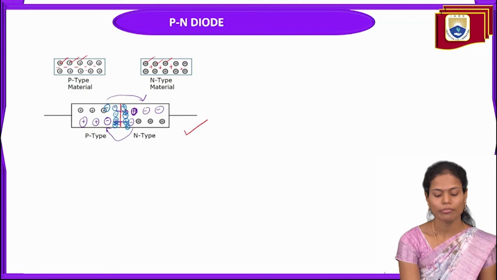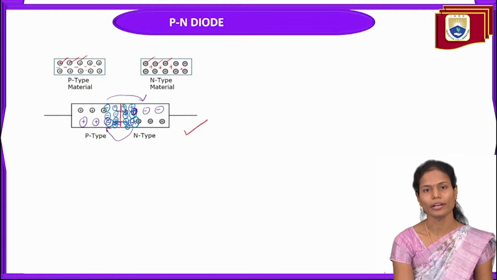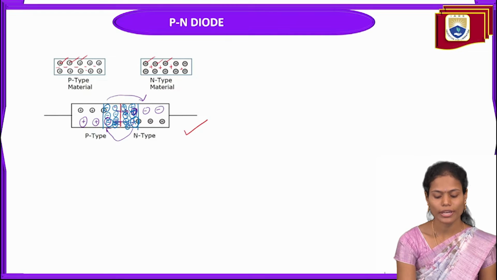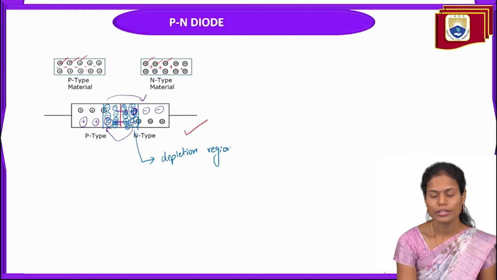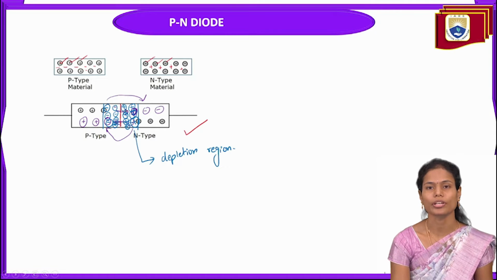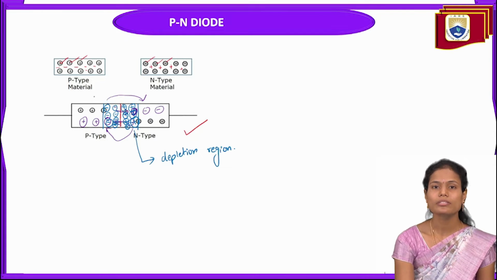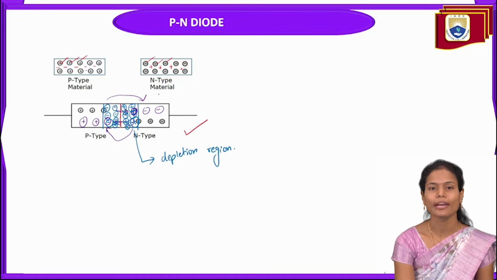Across the P type we have more negative immobile ions, and across the N type material we have more positive immobile ions here. These positive and negative immobile ions indicate the depletion region of the PN junction diode. Because of the depletion region forming across the junction of the PN junction diode, the charge carriers do not move from P to N and N to P.